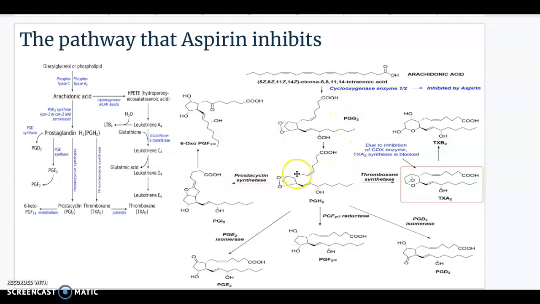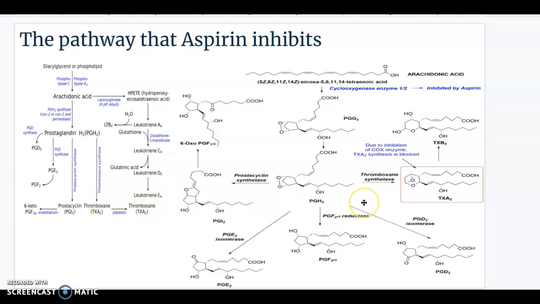So of these prostaglandins here, the ones that have a vital role are the PGI2, PGF2, PGE2, and TXA2, as you can see here boxed in red. So let's focus on TXA2 for a moment. This binds to a TXA2 receptor, a Gq-based G protein coupled receptor, and thus results in platelet aggregation, as you can see here.